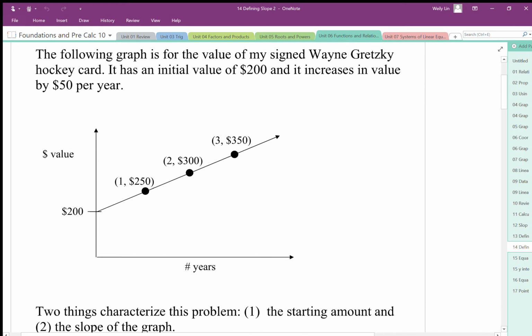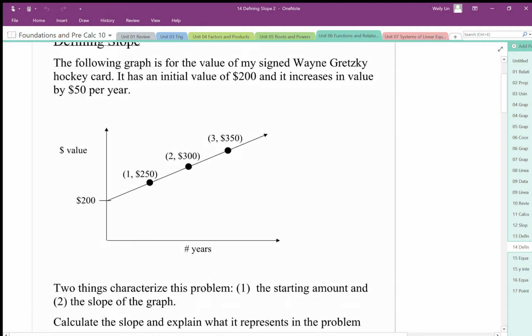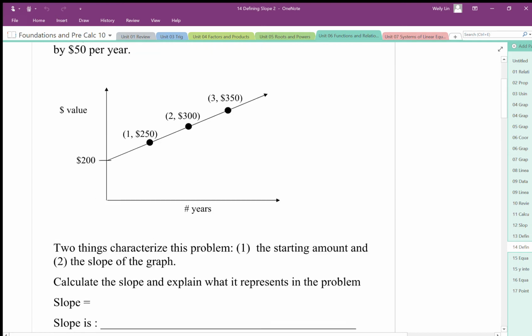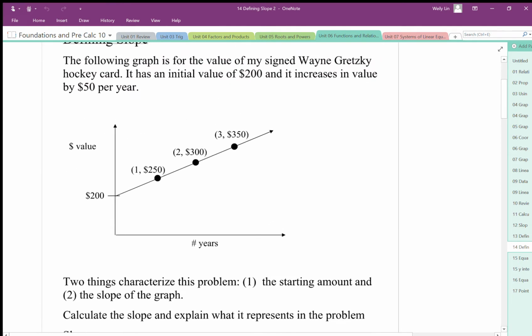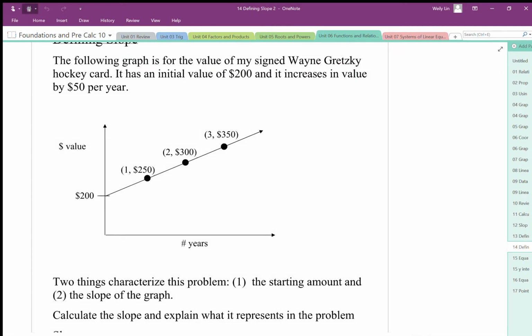It is relating the number of years to the value of the card. So the number of years represents the independent variable. The value in dollars is the dependent variable, or our input and output. Okay. So there's two things that characterize this problem. The starting value. Okay, so the initial value characterizes this problem, and it shows up right there.